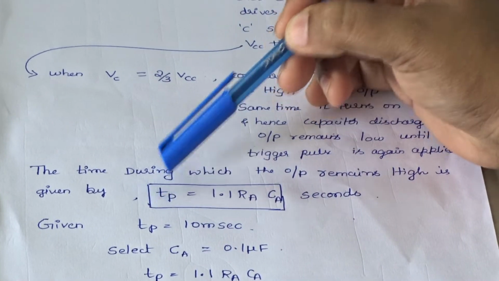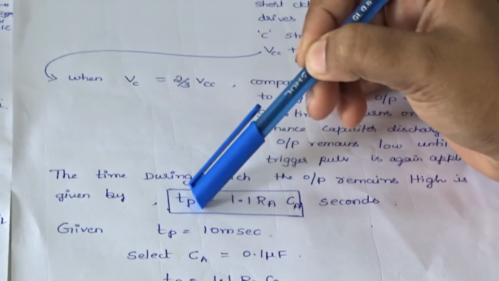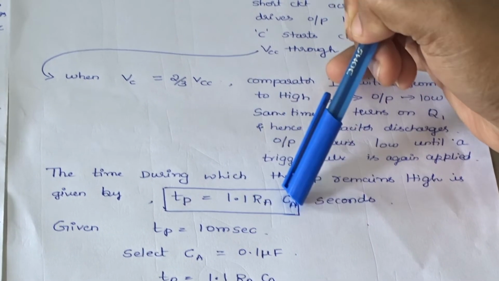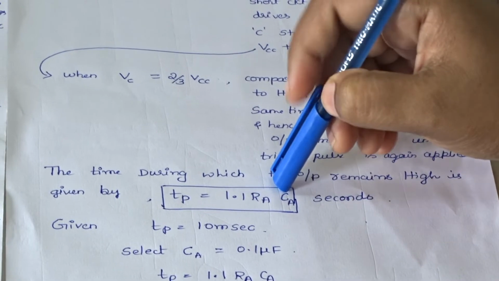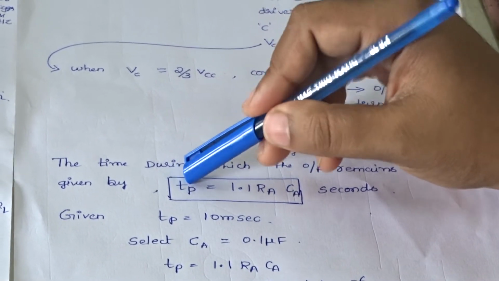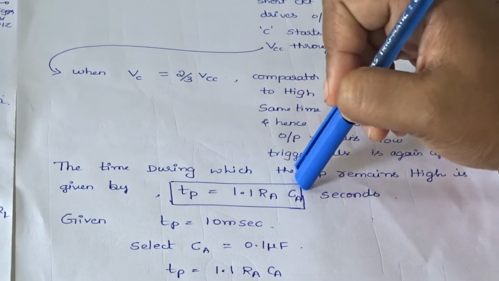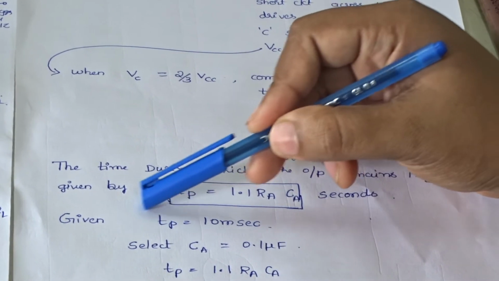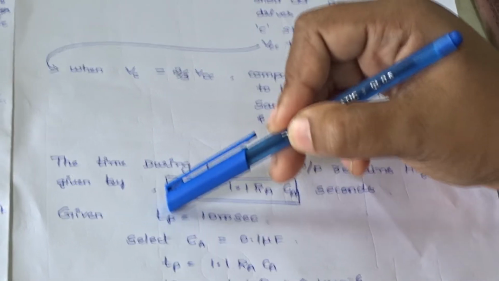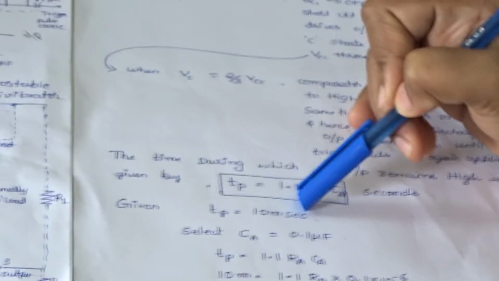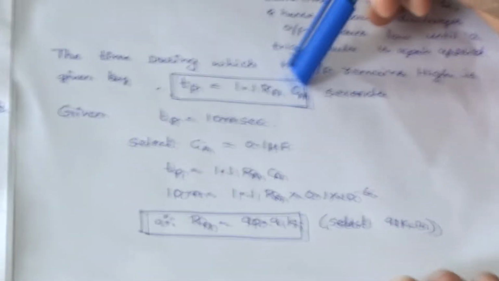It will be given by TP, that is the pulse width of the output, which equals 1.1 times RA CA, because of capacitor charging. So the pulse width is going to be determined by the two external components RA and CA. Okay, so now we have to design to obtain TP, that is the pulse width of the waveform, as 10 milliseconds. For this we are going to get the value of RA and the value of CA.